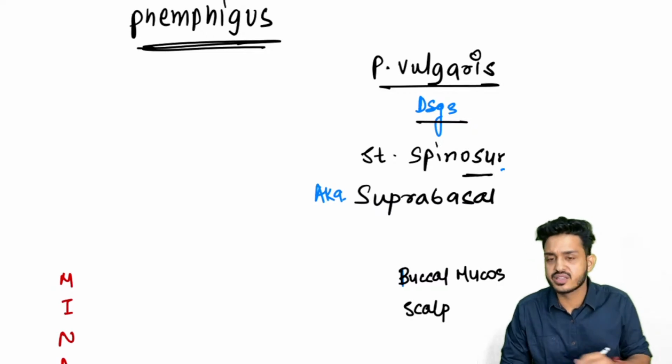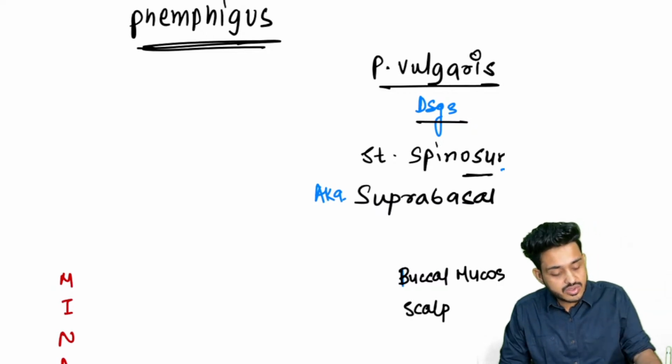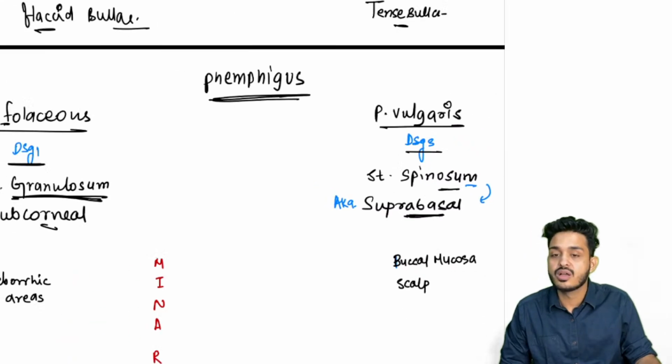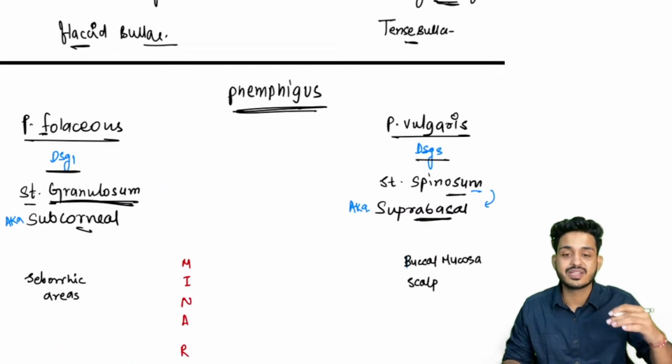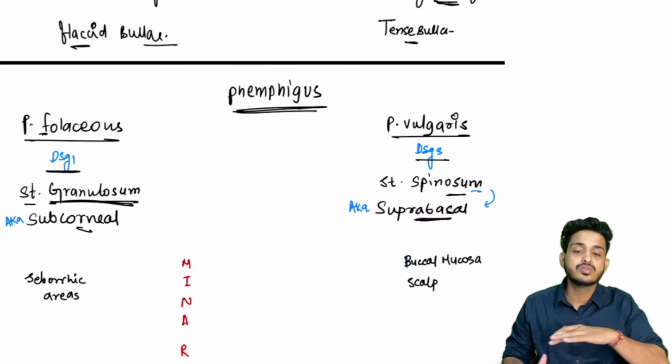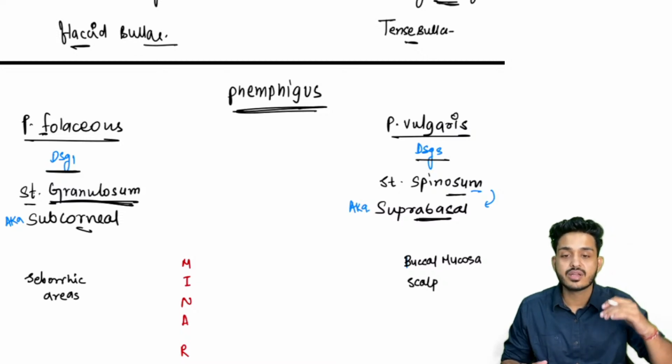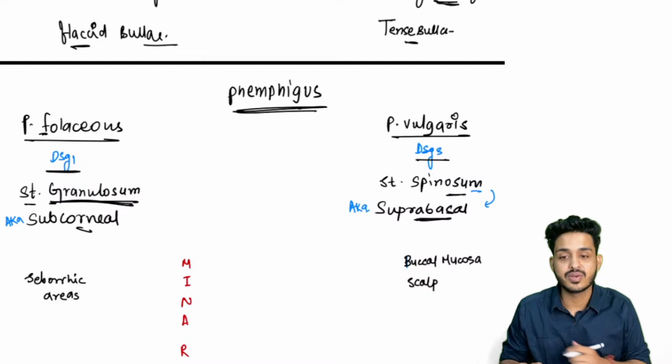This will be presenting in the stratum spinosum, so this is known as suprabasal bulla. Suprabasal means it is just above the basal layer, so that would be suprabasal bulla, okay.